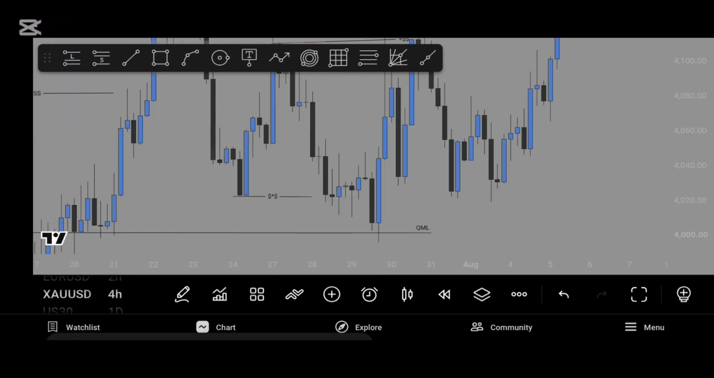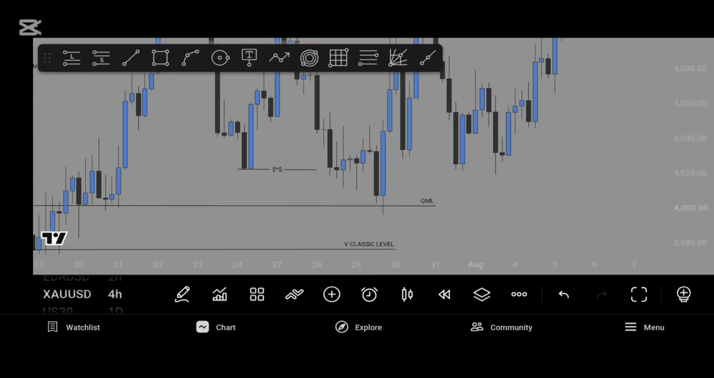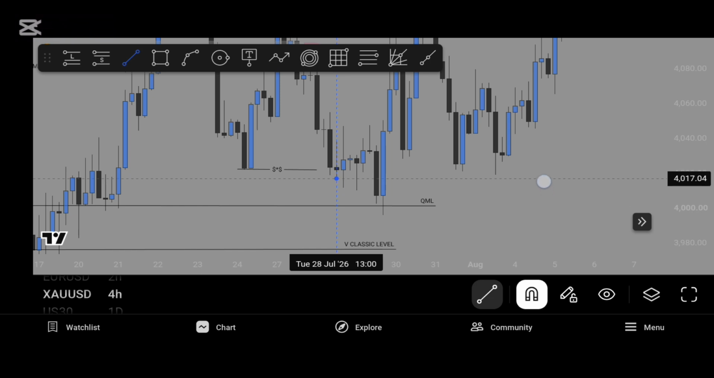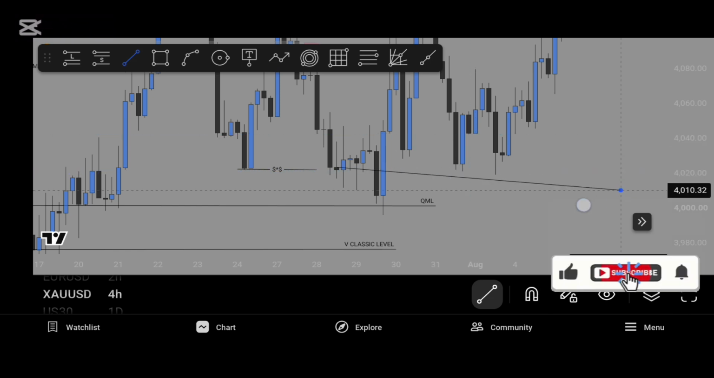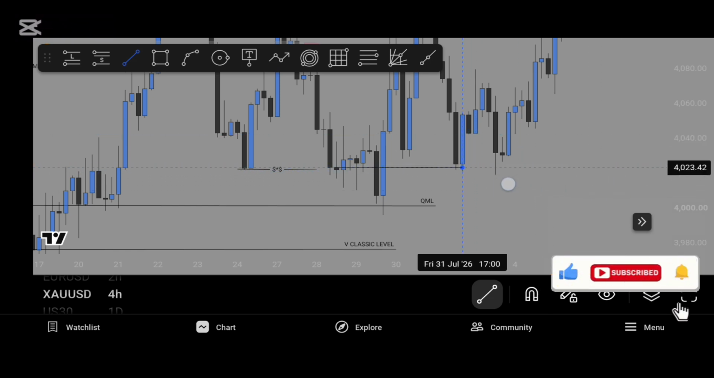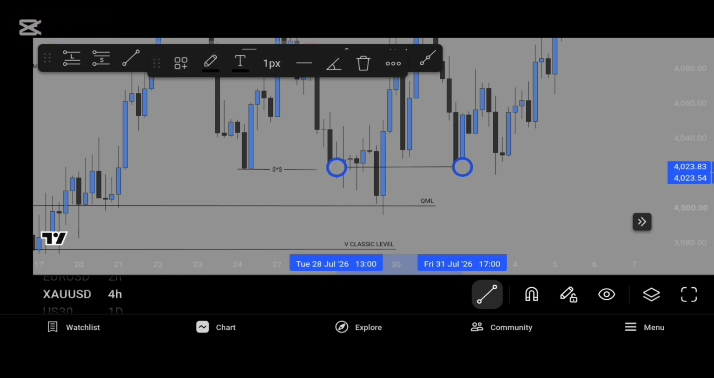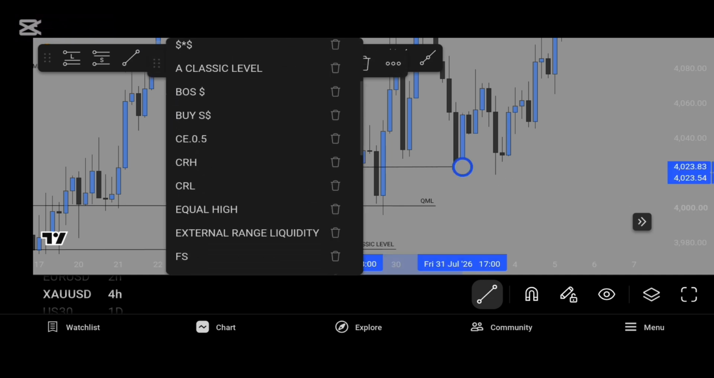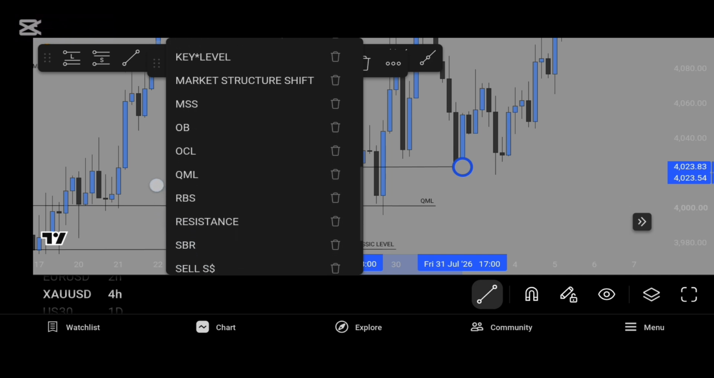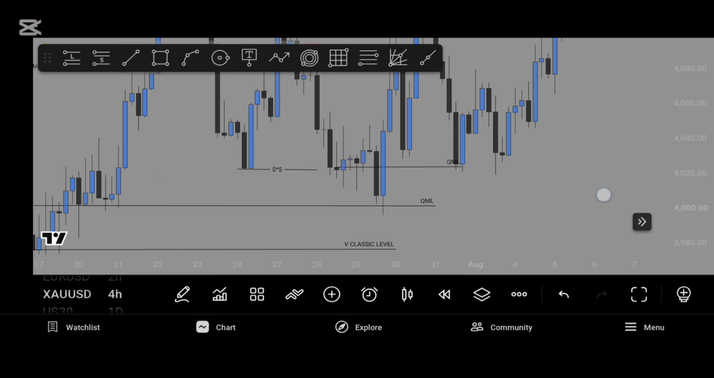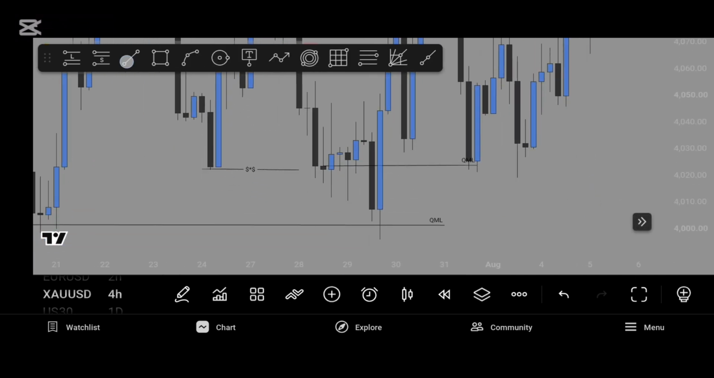Then I went back. So I had to come back here. I got this zone here, this QML over here. Although it was not that valid, I had reasons why I bought it. Gold rejected the weekly V classic level, so that means this now became a QML. And also why I took this trade, it was because of liquidity.